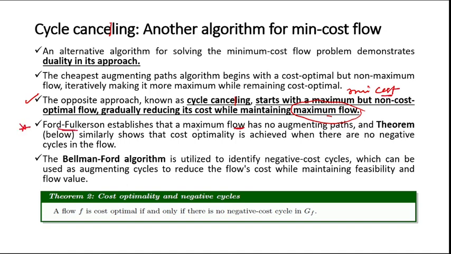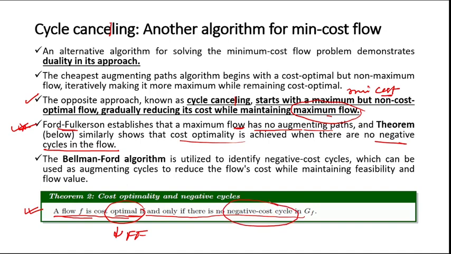Ford-Fulkerson establishes the maximum flow that has no augmenting path, and the theorem below similarly shows that cost optimality is achieved when there is no negative cycle. So what it says is, flow F is cost optimal if and only if there is no negative cycle. That means if flow F is optimal, you can use Ford-Fulkerson here, but the condition is that it should not have any negative cycle.